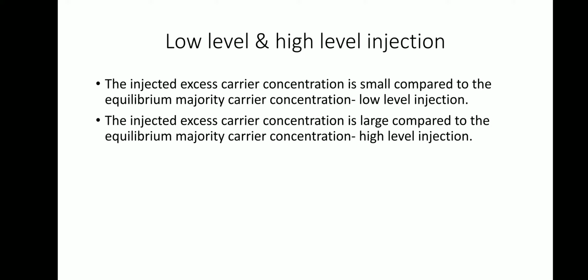Then what do we mean by high level injection? High level injection is when the injected excess carrier concentration is large compared to the equilibrium majority carrier concentration. At thermal equilibrium there are some charge carriers. In addition to these, we increase the concentration of electrons and holes using another form of energy, and these generated carriers are called excess carriers. If this excess carrier concentration is large compared to the equilibrium majority carrier concentration, then we say it is high level injection.